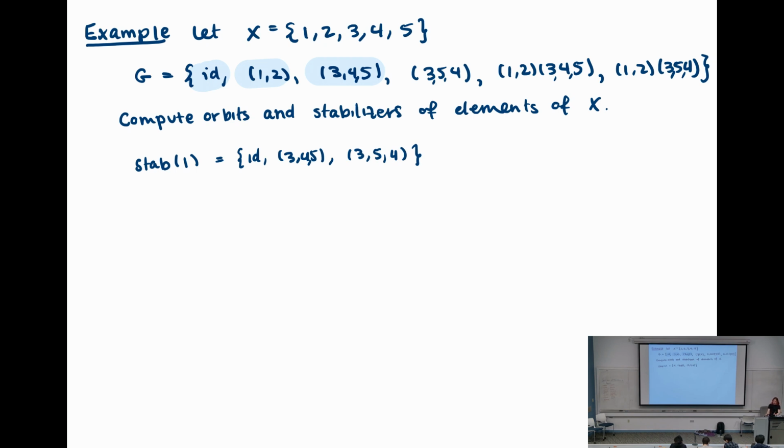We could also ask, what is the orbit of 1? Which elements of X can we send 1 to? Well, it looks like the only options are we could fix 1, so 1 can go to itself, or 1 can go to 2. And otherwise, if you're 3, 4, or 5, there's no way to send 1 to 3, 1 to 4, or 1 to 5, so this would be the orbit of 1.